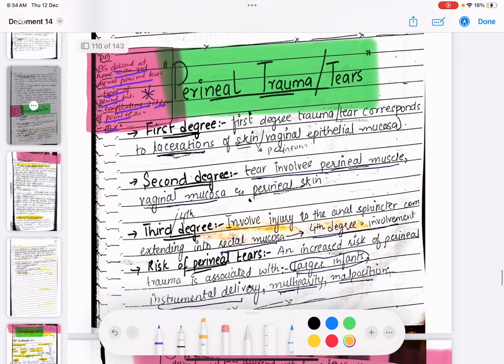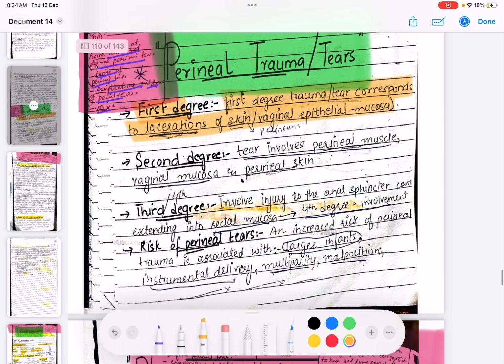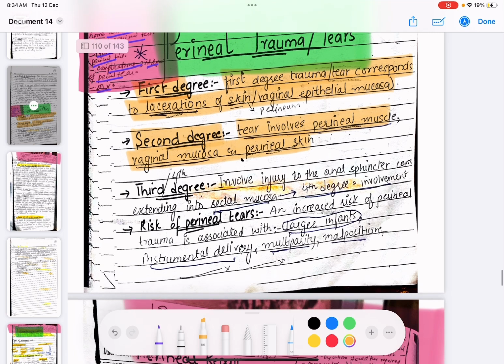Okay, so perineal tear. First degree trauma or tear corresponds to lacerations of skin or vaginal epithelial mucosa. This is a first degree tear when there are lacerations of the skin or vaginal epithelial mucosa. Then second degree tear involves perineal muscles, vaginal mucosa and perineal skin. The third degree perineal tear involves injury to the anal sphincters and is extended into the rectal mucosa, and the fourth degree is the involvement of the rectal mucosa.